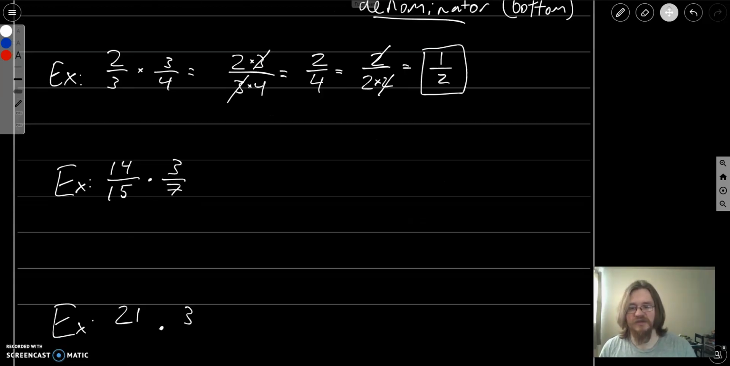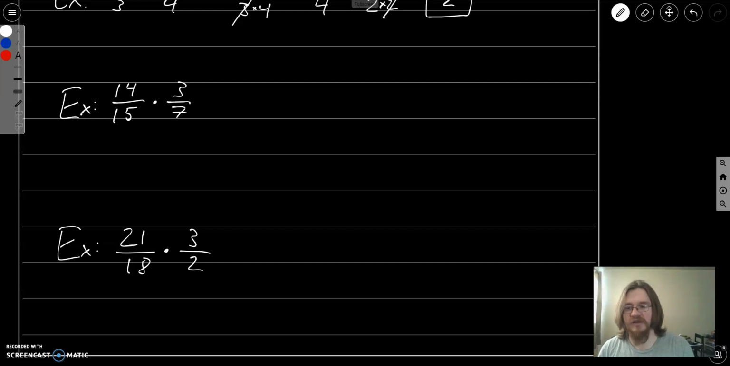Let's do that again with a few more examples. So we've got 14 fifteenths times 3 sevenths. Again, we'll just multiply the top. So it's going to be 14 times 3. And the bottom is going to be 15 times 7.